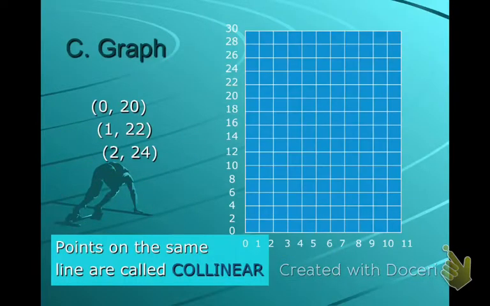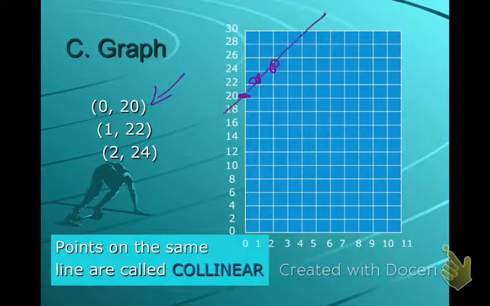All right. Now what we're going to do is actually graph these. So we're going to graph them on this chart. My first one, if you remember, was 0, 20. So my x value is 0, and I go up to 20, and I make a dot right there. And then my next one is 1, and I go up to 22, and it's right there. And 2 was 24, and that's right there.